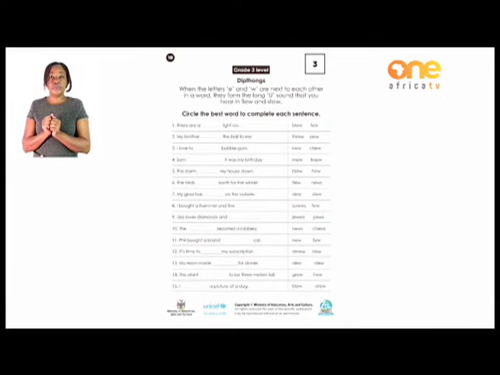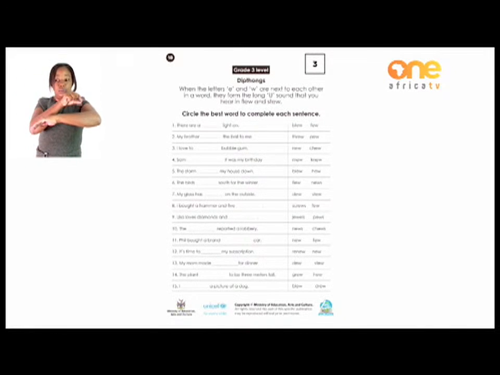Okay. So now you have to find out for me which word is the one that fits in the sentence which is given on the left column. Okay. You are given 2 possible answers. You read them nicely and you read the statement and you will find out which one is the correct one to be placed in the line that is provided for you in each statement. Number 1, there are a light on.